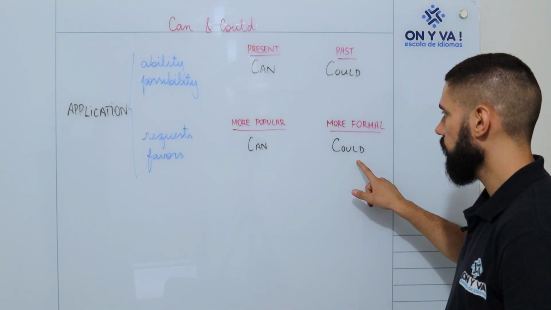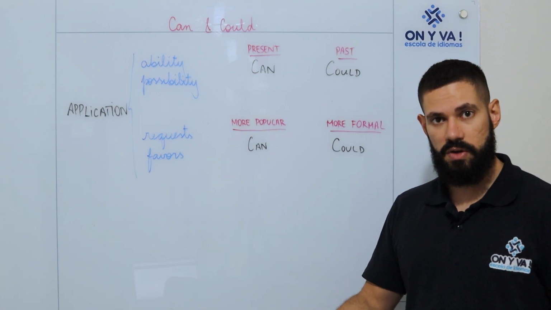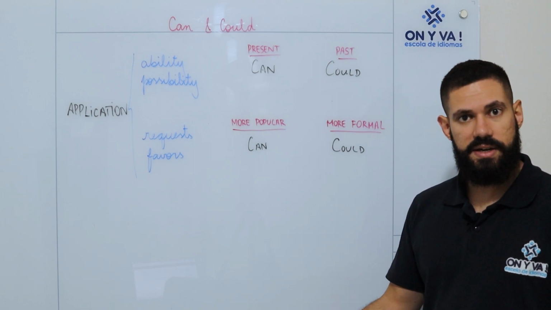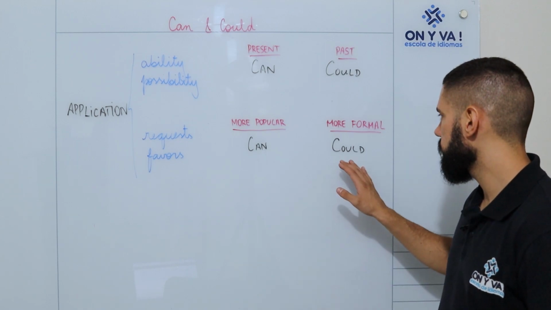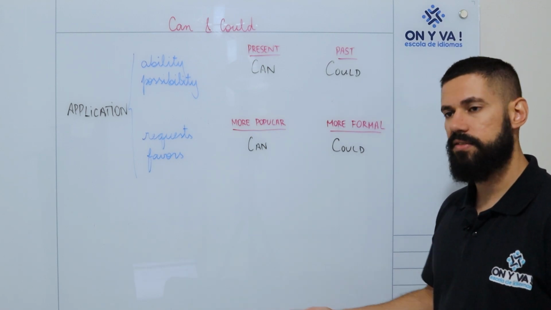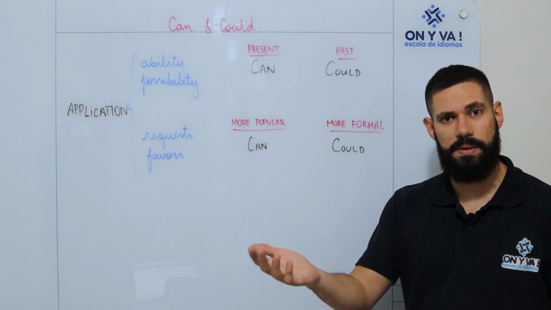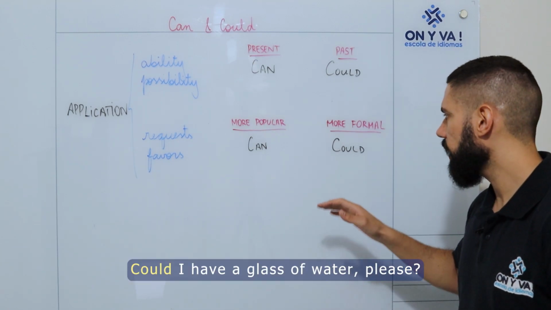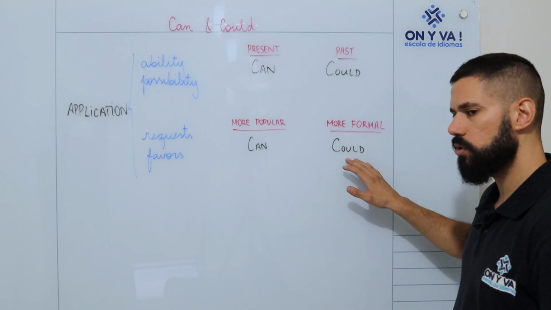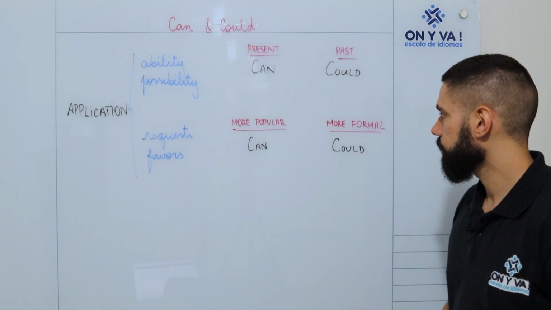use could. For example, imagine you go to a restaurant. The waiter in a restaurant is not your friend. So you say, could I have a glass of water, please? Could I have? So it's a request. You want the waiter to bring something for you. So, could I have a glass of water, please? Is a question. You are requesting.